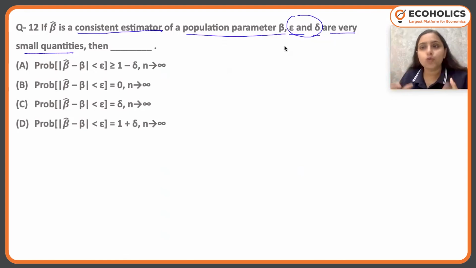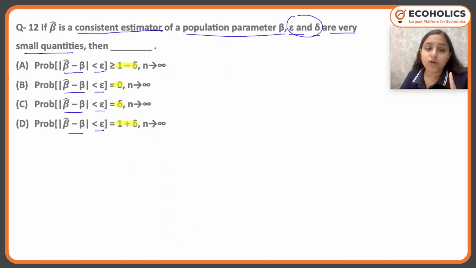Now, if we go through all the 4 options, they're not asking you any concept, they're just asking you to choose the correct one. If you look at all the 4 options, what is common? Probability, probability, probability, probability of the difference between the estimator and the true population value. And the next thing which is common is that this difference is always less than epsilon. The only difference comes in here: I have 1 minus delta, here it is 0, here it is delta, here it is 1 plus delta.